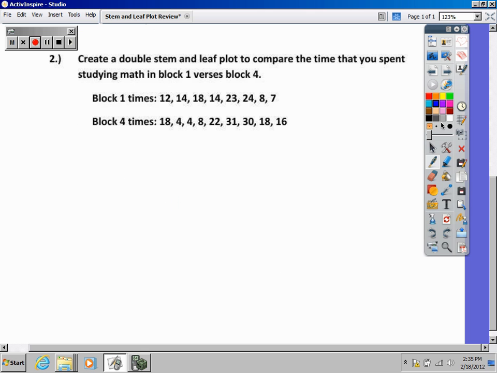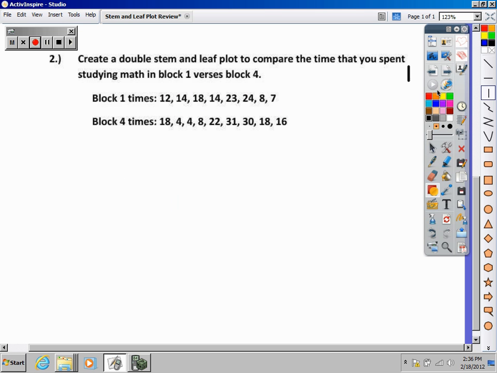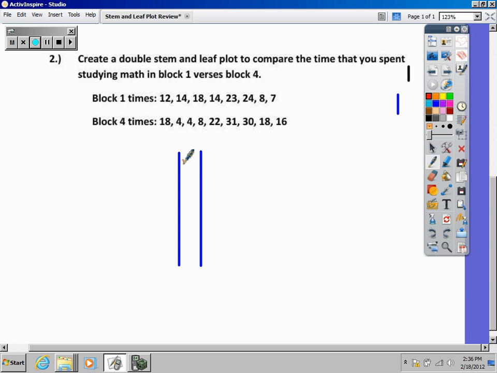Now there is a way to do a double stem and leaf plot, and I'm going to do that below to compare the times you spend studying math in block 1 versus block 4. So here are your minutes that you spent studying math in block 1 over a certain time frame. And what we're going to do is first identify our stem, which is going to be the tens place. Now, instead of just one vertical line, we're going to need to draw 2. And down the center would be the stems.